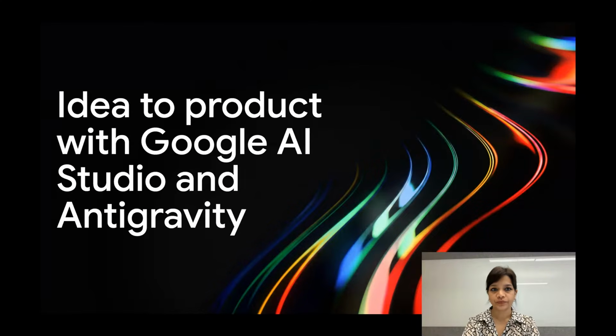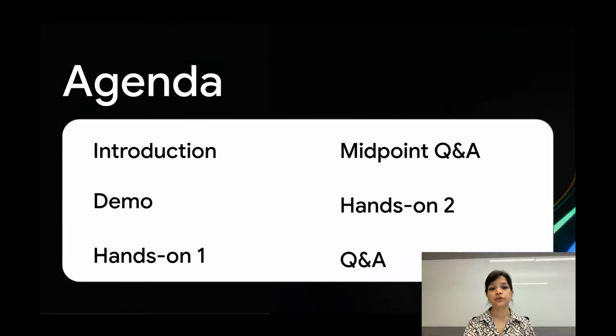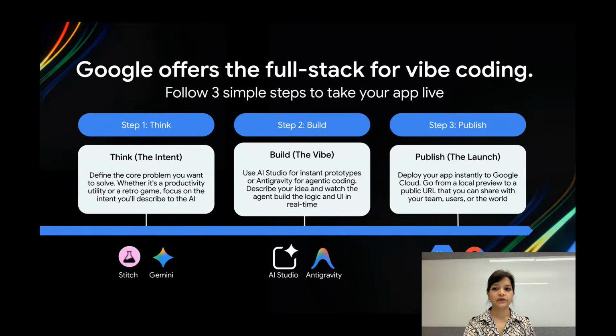So this is what I wanted to share. So really quickly, we'll just get started with Google's AI Studio and Antigravity IDE. So that's what you're going to do. You're going to build your idea. It doesn't have to be your main idea.